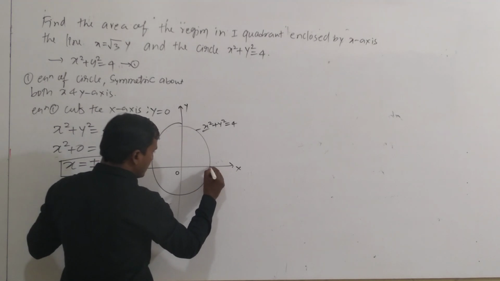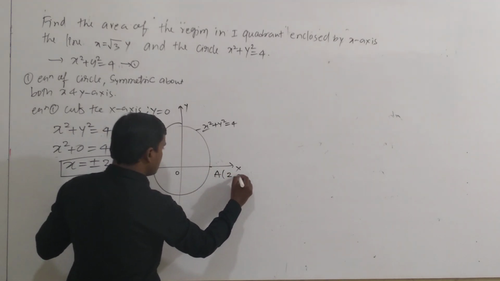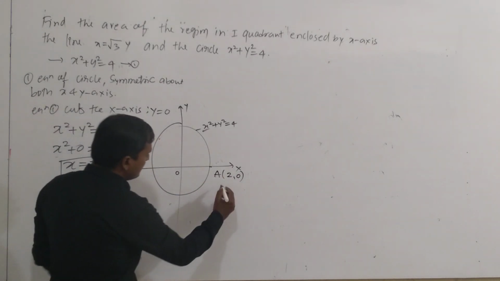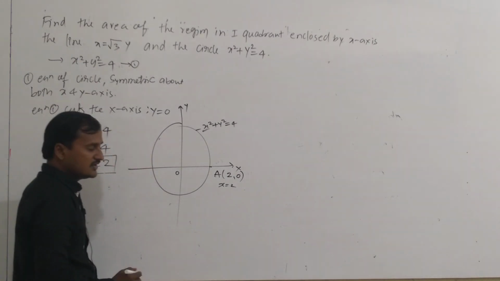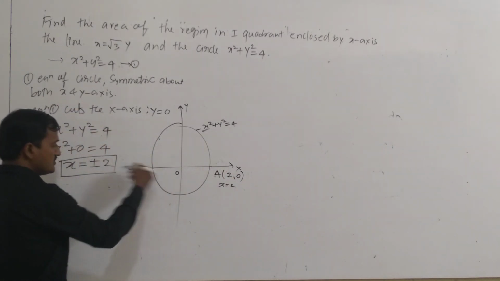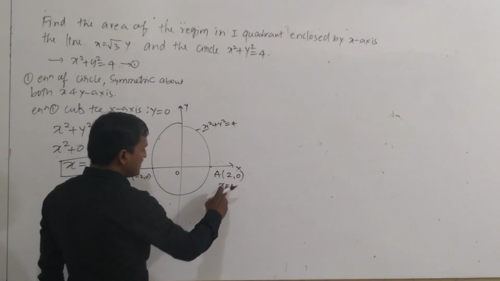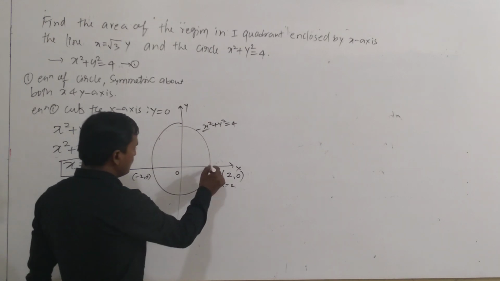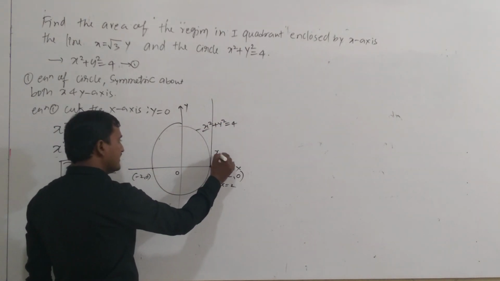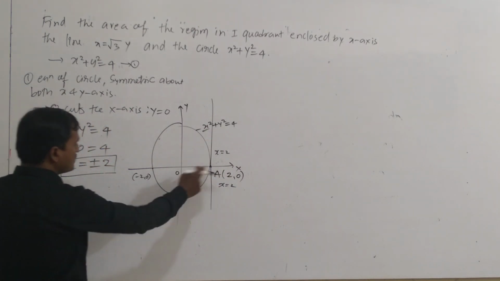So what is the point here? That is 2 comma 0. And here, minus 2 comma 0, because it is on the negative x axis. Now what is the value of x? x equal to 2. If x equal to 2, clearly it is a line parallel to the y axis, right? Next, so the first one is over.